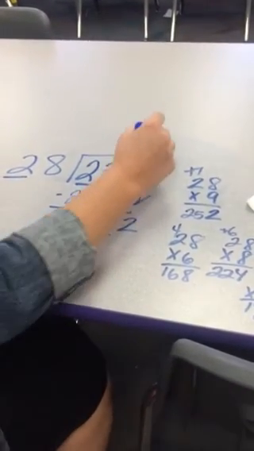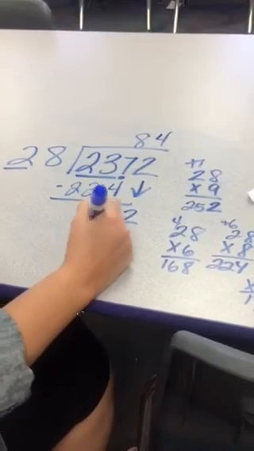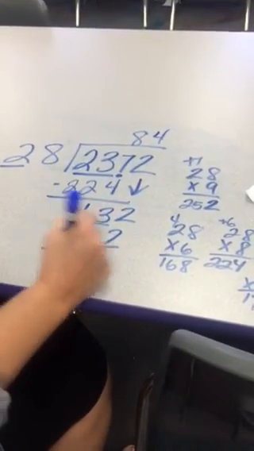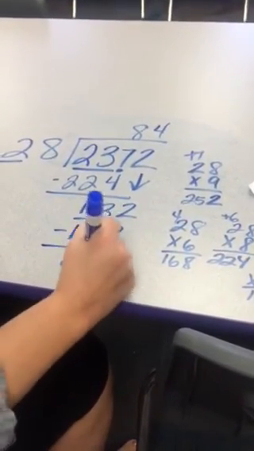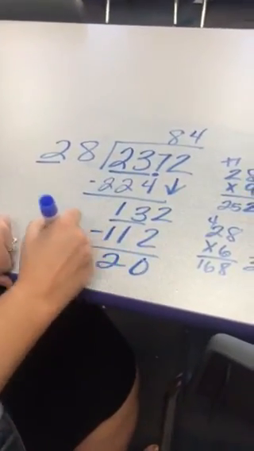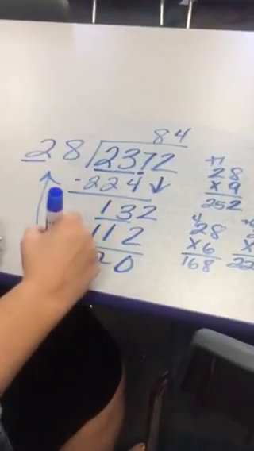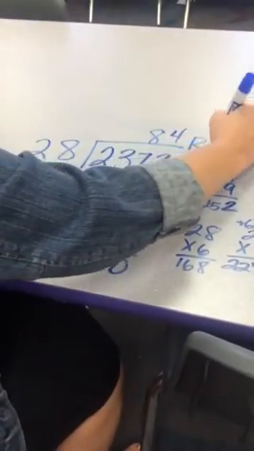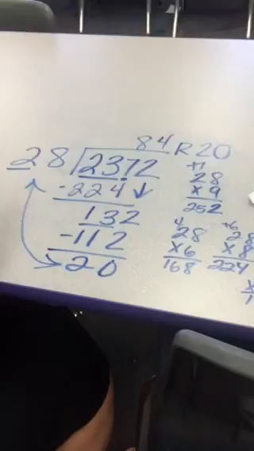Now I'm ready to multiply. 4 times 28 is 112. After I multiply, I subtract, and I get 20. Even though that's a big remainder, don't let it freak you out. My remainder is still smaller than my divisor. So my final quotient is 84, remainder 20.